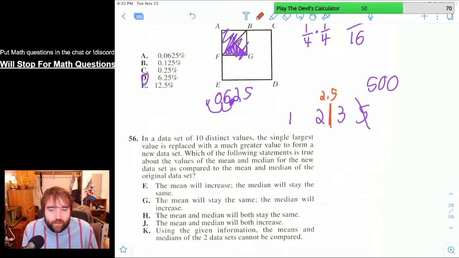Because that 5 was never involved in the median in the first place. So when we change that highest value, that's not going to affect the median at all. But see how it'll definitely affect the average.